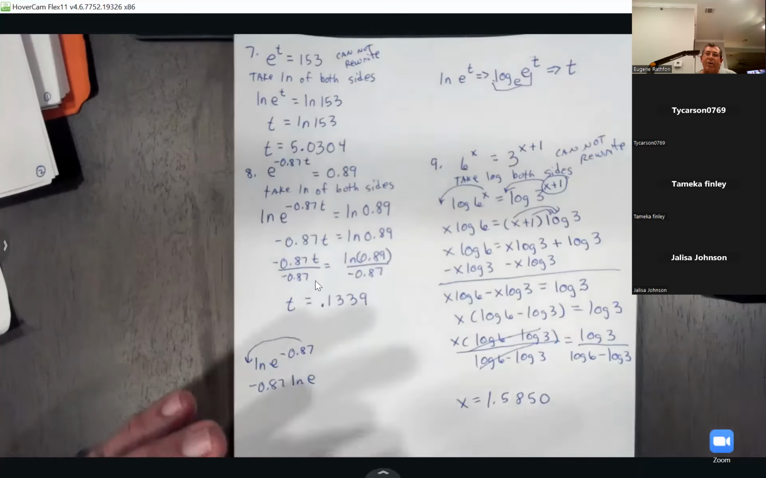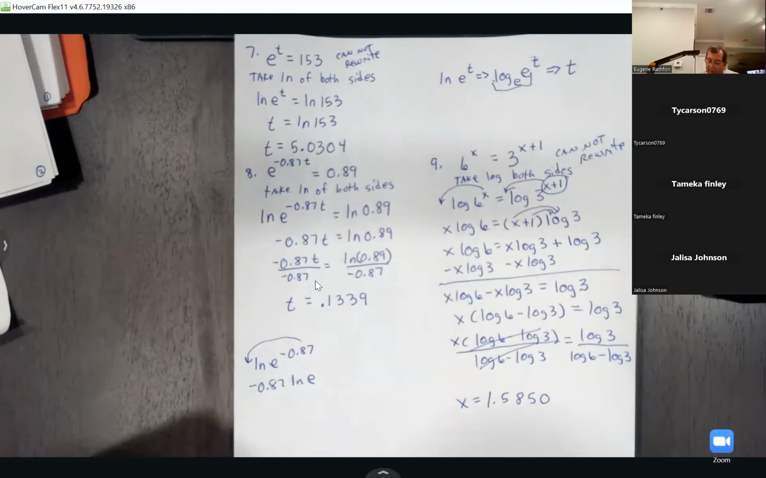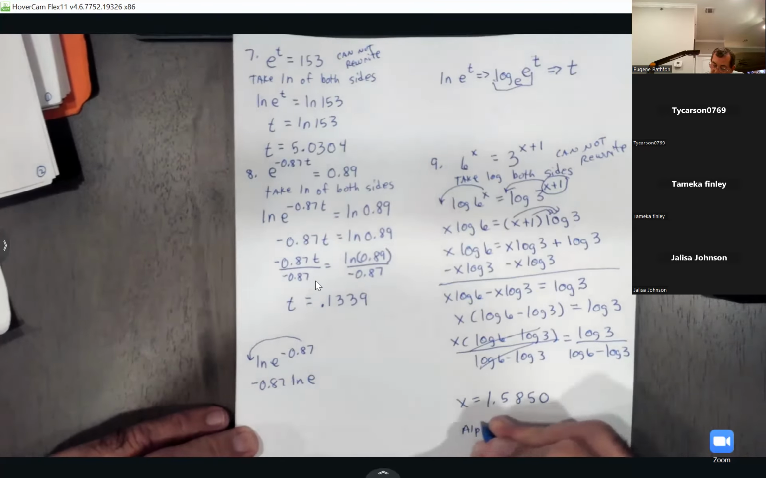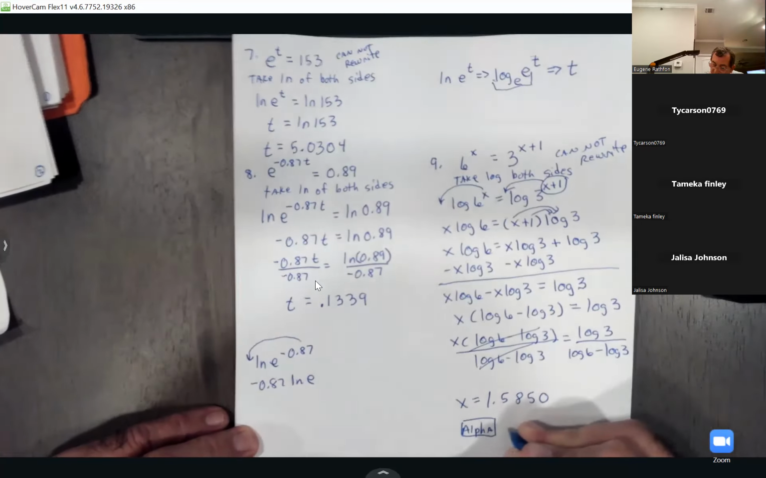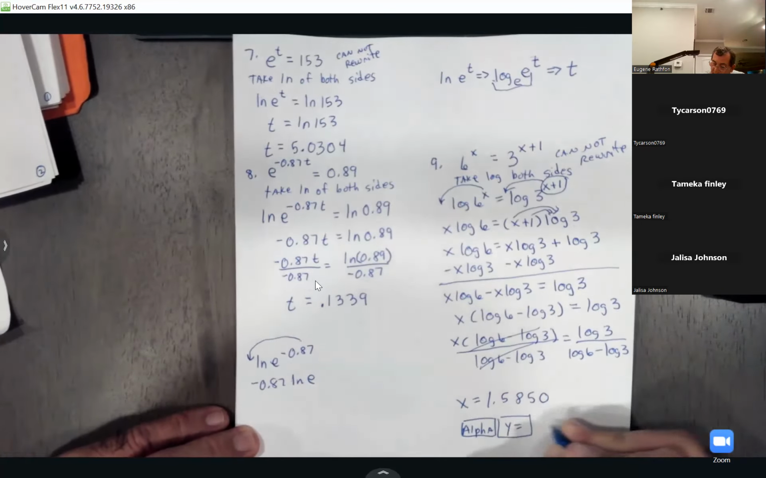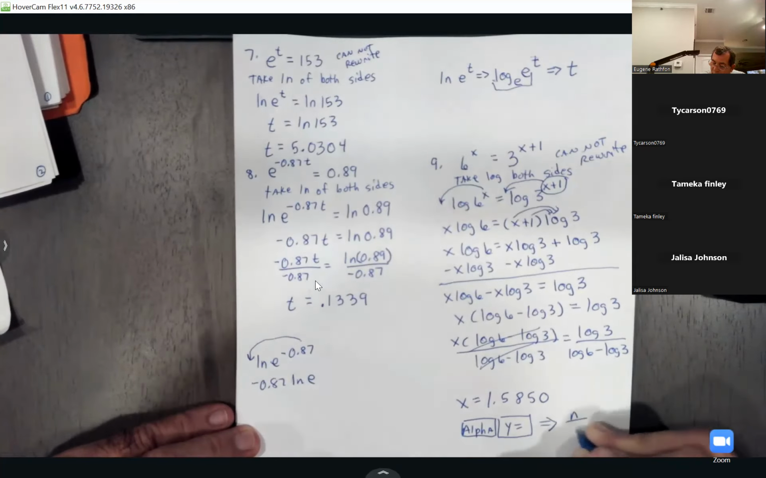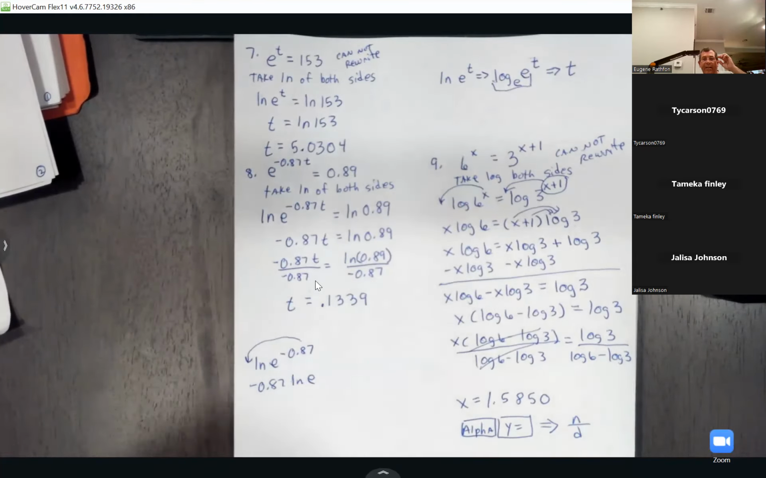So yeah, I sort of like using that alpha y equals. So remember, alpha y equals, that gets me the n over d, which is for my fractions, okay?